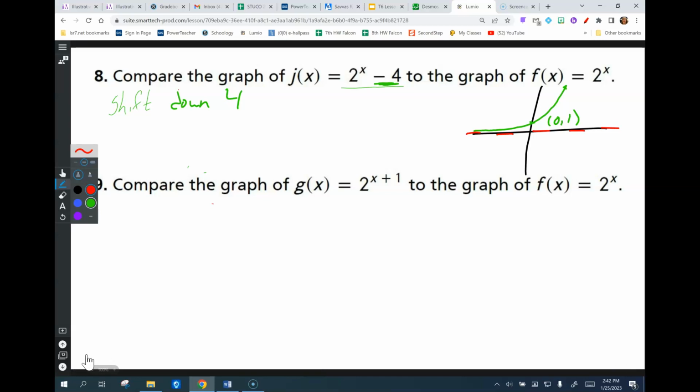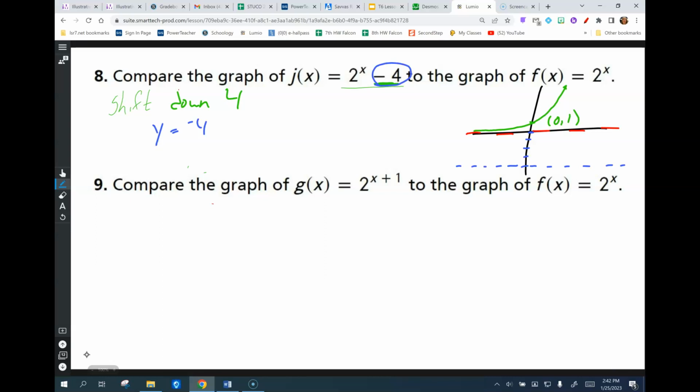So now when we look at this, if it shifts down 4, okay, here's my asymptote right here. It's going to go down 1, 2, 3, 4. So my new asymptote is going to be right down here. So my new asymptote is going to be y equals -4. Hence k is -4.